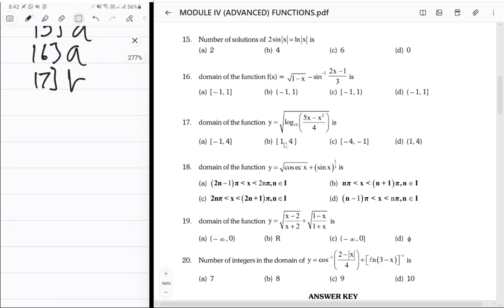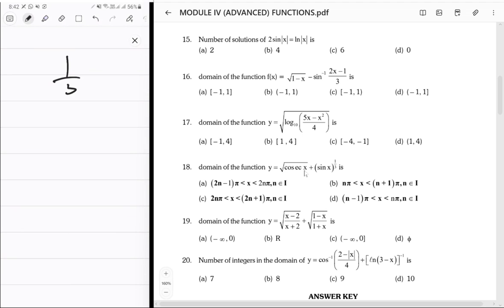Okay, next. Now you've got 18th. Domain of the function y is equal to square root of cosec x plus sine of... oh god. So okay, this thing should be positive. It's like saying 1 upon sine x must be bigger than 0. Clearly sine x must be bigger than 0. It cannot be equal to 0. Makes sense?